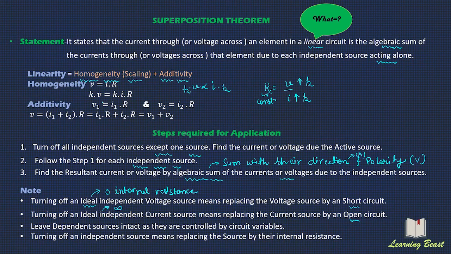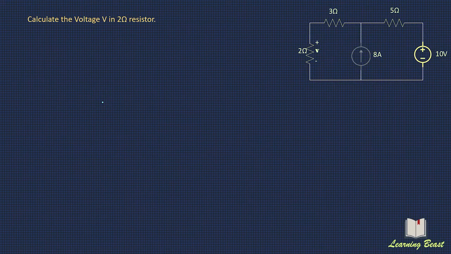Now let's have an example. So here in this circuit, we have to calculate the value of voltage in 2 ohm resistor with the help of superposition theorem. So here in this circuit, there are two sources, one is current source and another is voltage source. So we will step by step apply the superposition theorem.